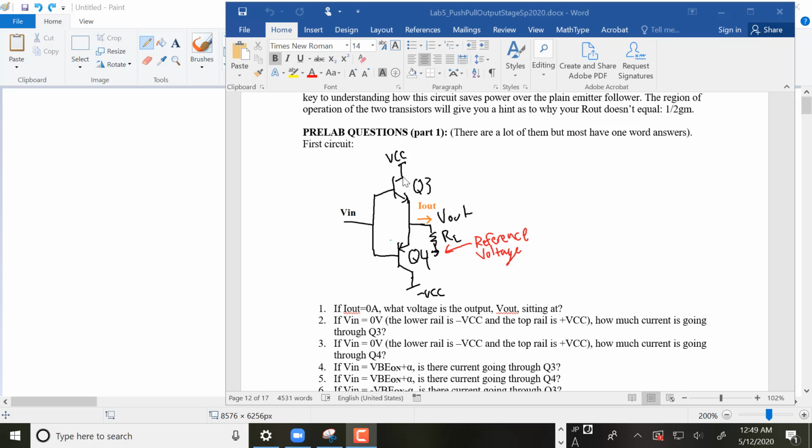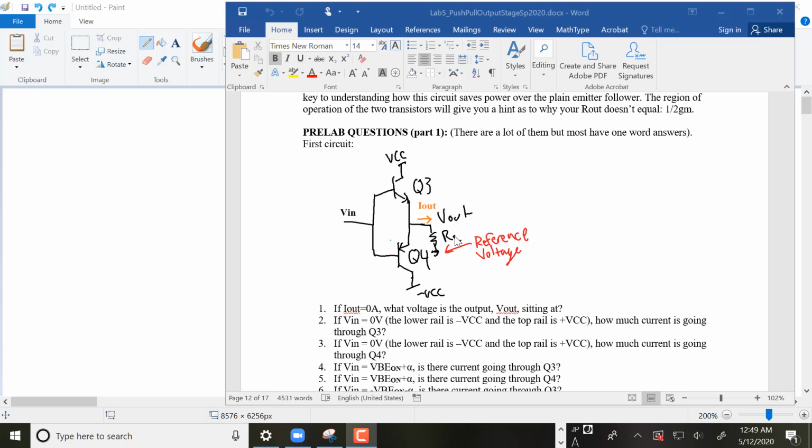A push-pull output stage looks like something's wrong because, coming from 307, you're used to having the N-type device on the bottom and the P-type device on top. So usually if you had an inverter, this would be a PMOS and this would be an NMOS. But with push-pull, you have the N-type device on the top and the P-type device on the bottom. That's not a mistake. Okay.